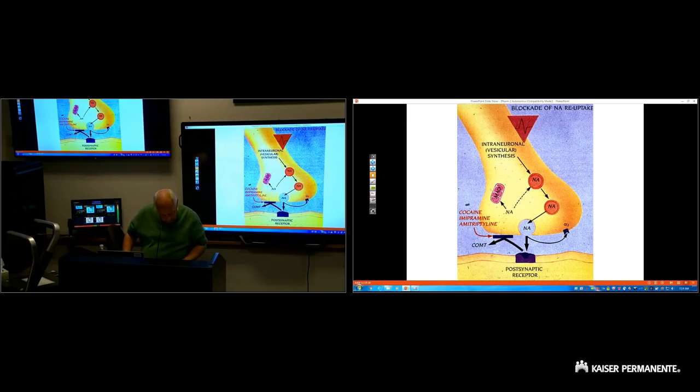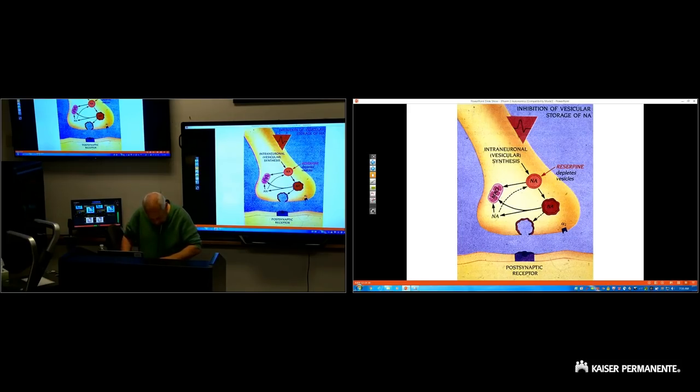Let's go to number 4. Block the transport system in the storage vesicle. The next page. That's page 119, mechanism number 4. And what they're saying is you're blocking the catecholamine from being stored in the package. Basically is what it is. So let's take a look. Action potential comes down. There's norepinephrine in this nice little package. It gets released, and then it's supposed to be taken back up again.